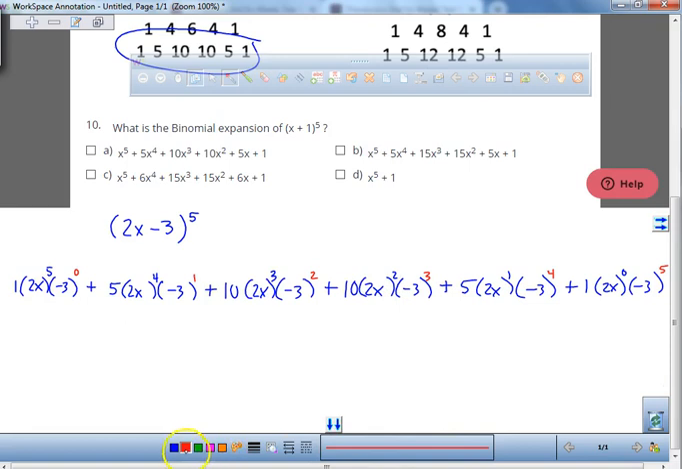So this is where I need you guys' help, okay? Now, 2 to the power of 5 is 32. X to the power of 5 is x to the power of 5. But anything to the power of 0 just becomes a 1. So my first term is what? 32x to the power of 5, and I'm done.